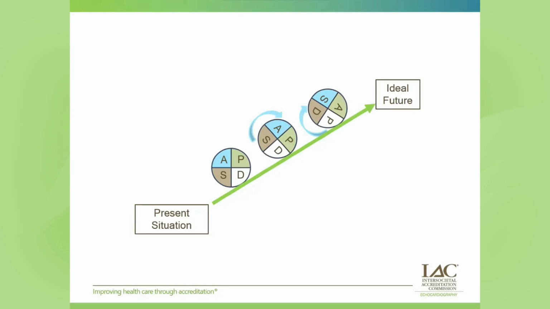You may have a series of PDSA cycles that will lead you from your baseline to your goal. Don't be discouraged about this. Change does not happen overnight. We all know this. Sometimes it's hard to get people on board. Echo labs should strive to continuously improve their quality and always look for areas for improvement.